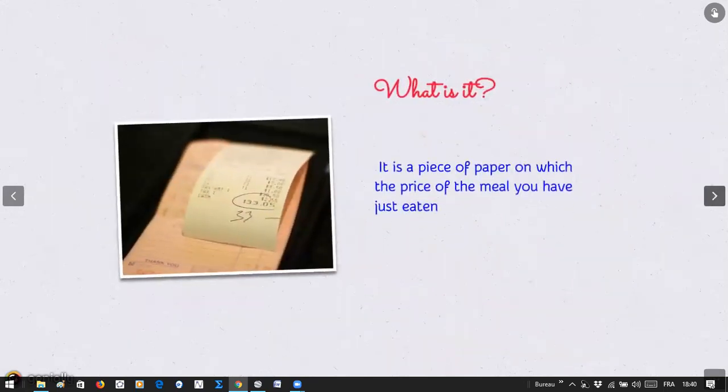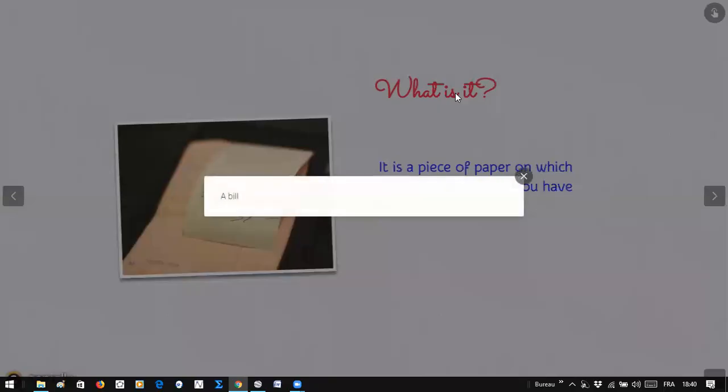Next picture, what is it? It is a piece of paper on which is the price of the meal you have just eaten. Great, what do you call it? The bill. Let's check. Okay, great.